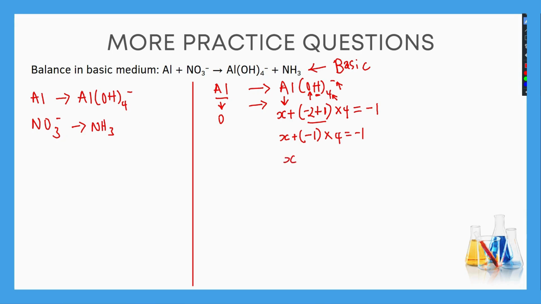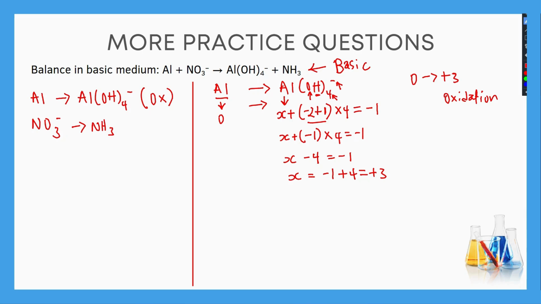So now we have X minus 4 equal to -1. X is now equal to -1 plus 4, which is equal to +3. So the oxidation number of aluminium moves from 0 to +3. That tells us that oxidation has occurred, because the oxidation number increases. So therefore, we name this our oxidation half. I just shorten it by saying OX.